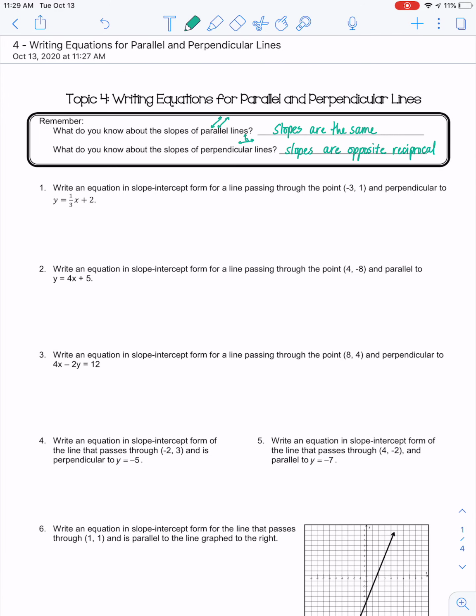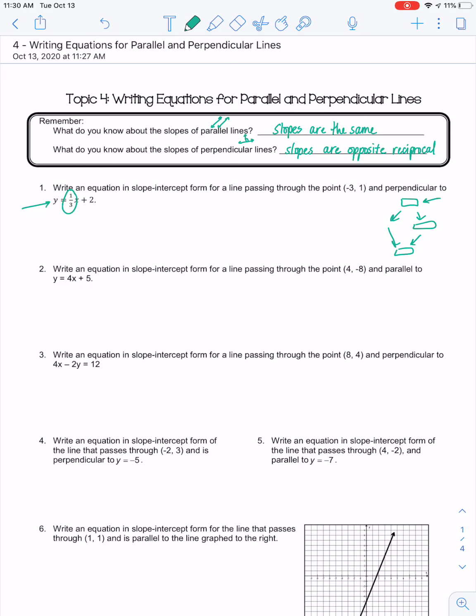So number 1 says write an equation in slope-intercept form for a line passing through the point -3, 1 and perpendicular to y equals 1/3 x plus 2. Well, if you think about that writing equations flow chart, it talks about the slope and then it has these arrows and you kind of have to go through this process. Looks something like this. The first part is to find the slope. Well, if I ask you what is the slope, you may say, oh, it's 1/3. No problem. Except that's the slope of this line.